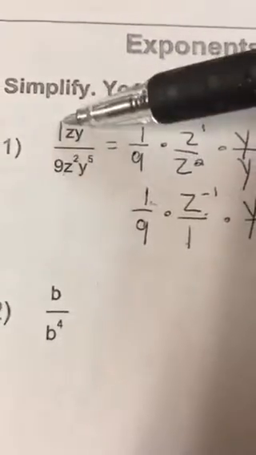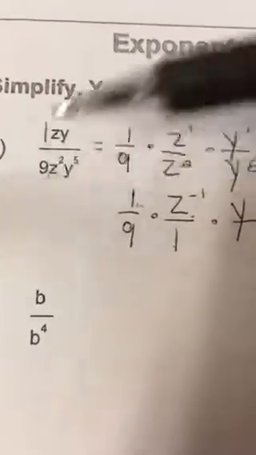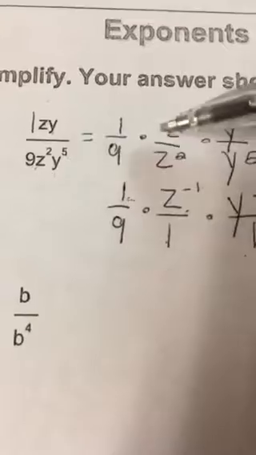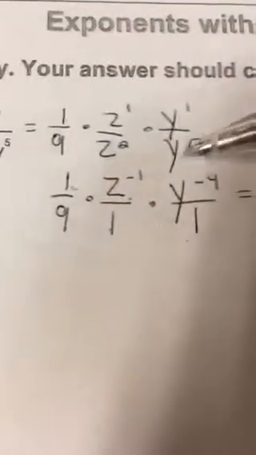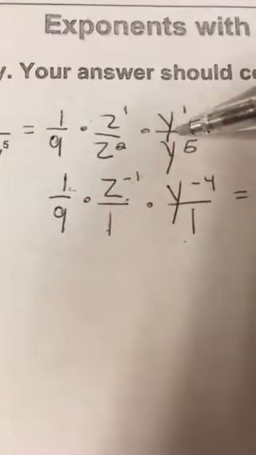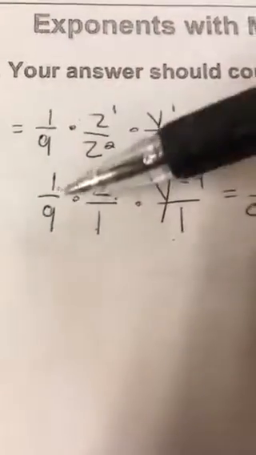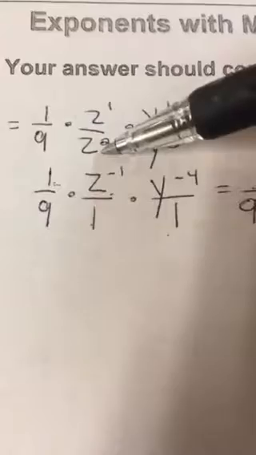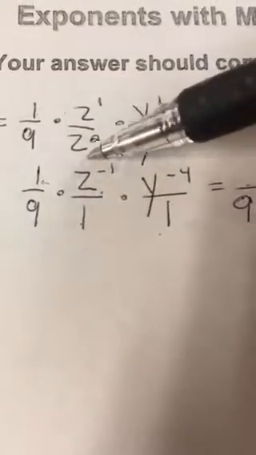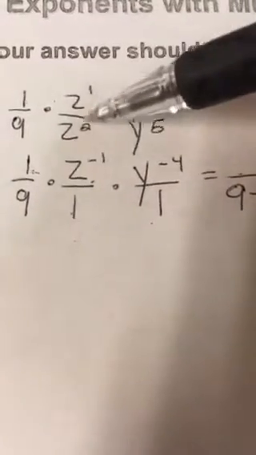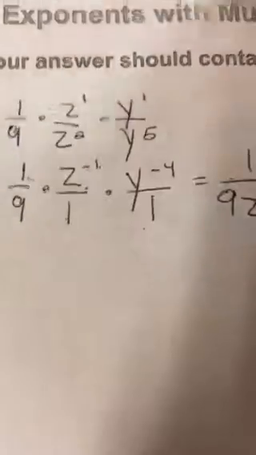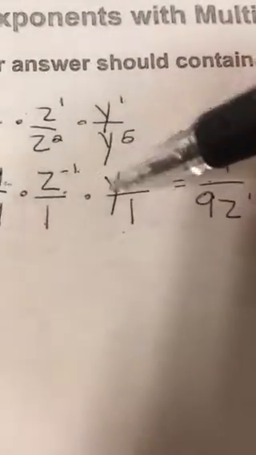Now for this problem right here, there's a lot going on, so it's kind of easier to break it up into its different parts. So I have 1 over 9 times z to the first power over z to the second power times y to the first power over y to the fifth power. And then I know I can just subtract and see what I get. So this 1/9 just stays the same. Times 1 minus 2 would be z to the negative 1. 1 minus 5 would be y to the negative fourth.